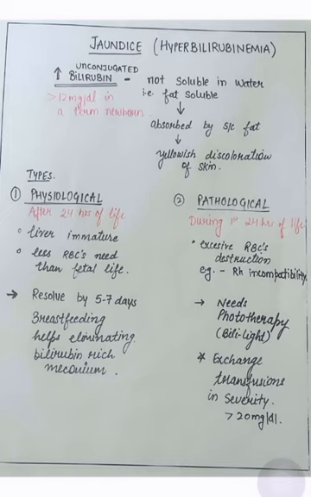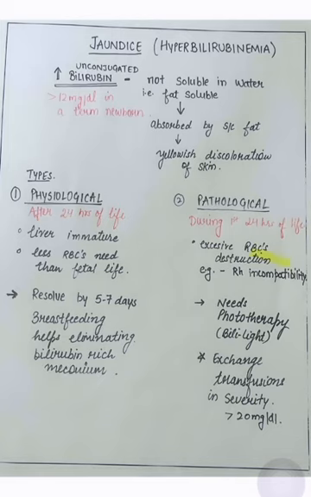Learn about neonatal jaundice, which is also called hyperbilirubinemia. As the name itself suggests, hyper means increased bilirubin amount, and emia means in blood. So it is an increased amount of unconjugated bilirubin in the blood. So first of all, let's learn about the pathophysiology of it.